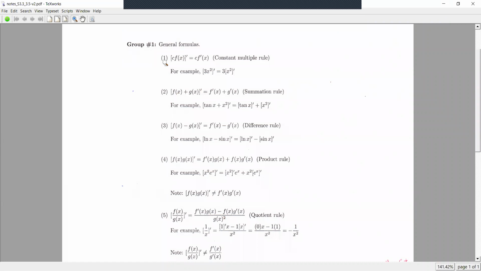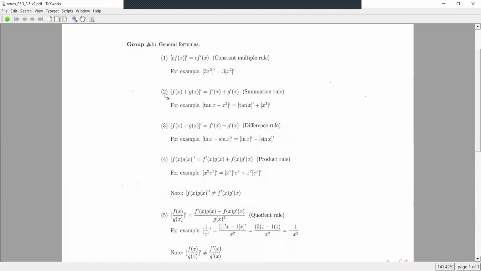The first formula: a constant times a function, then take derivative is the constant times the derivative of the function. Namely, we can move the constant outside the derivative. For example, 3 times the function x squared, then derivative, we can move the number 3 outside the derivative.